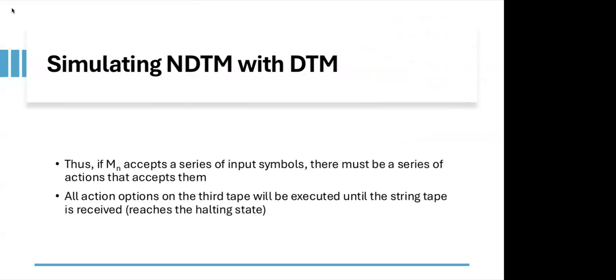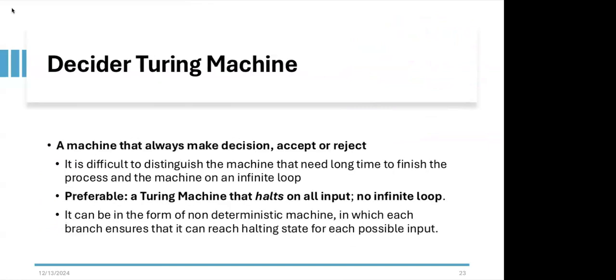Okay, this is what I told you before. For Turing machines, there is something called a decider Turing machine. That is a Turing machine that always makes a decision, whether to accept or reject. Accepting means it is in the halting state, an accepting one, and rejecting means it goes to a halting state, but a rejecting one.